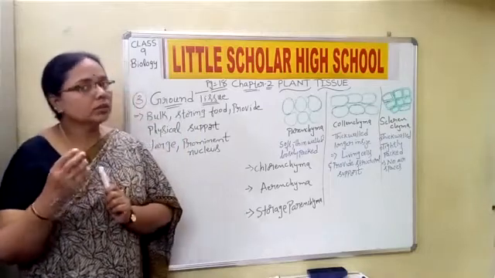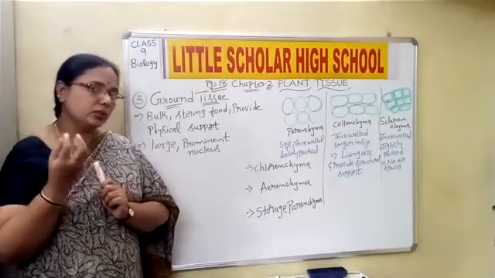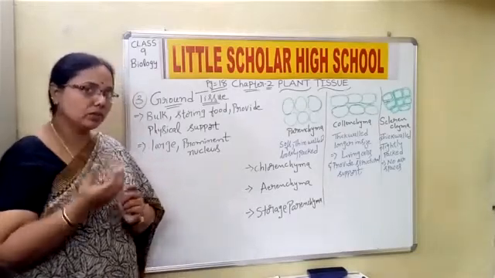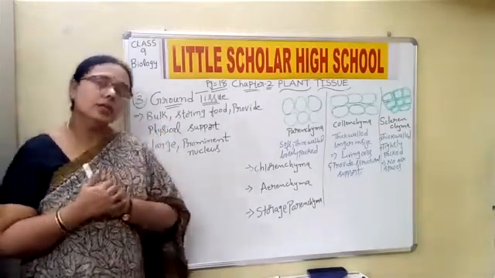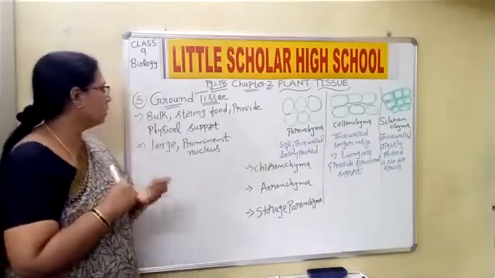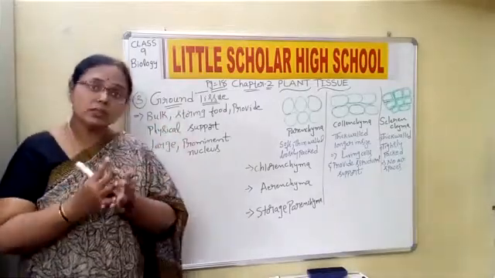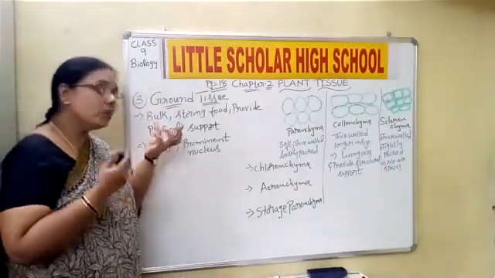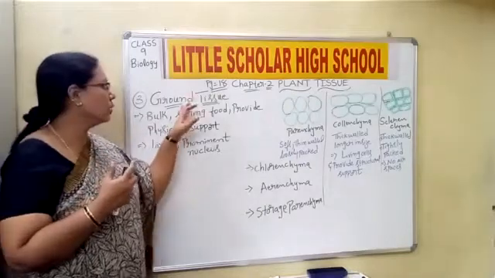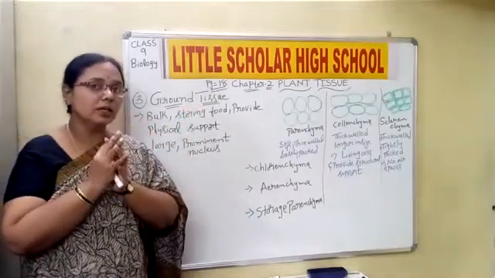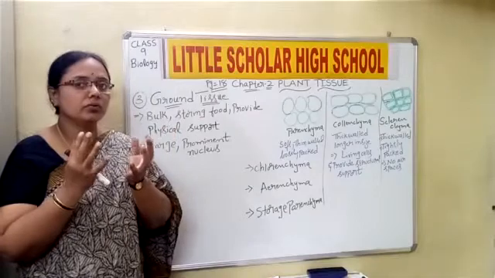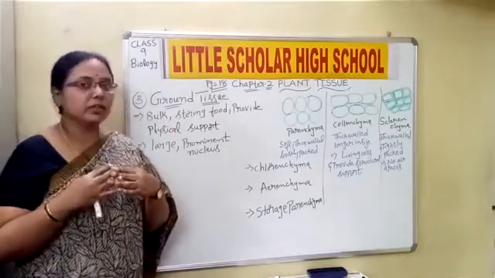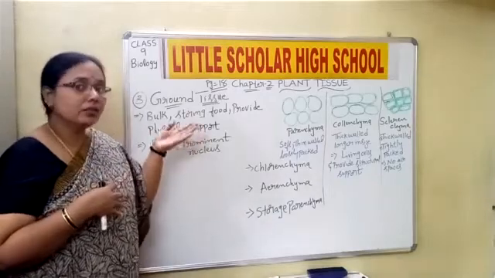Again I'll say the same thing, children. Looking at the name itself, you can make out where you find this tissue. What is the third one? It is the ground tissue. Now when we are talking about this ground tissue, what is the nature of this tissue? Yes, they form the bulk of the plant, children. That means the major portion of the plant is occupied by the ground tissue. Hence we say that they form the bulk.